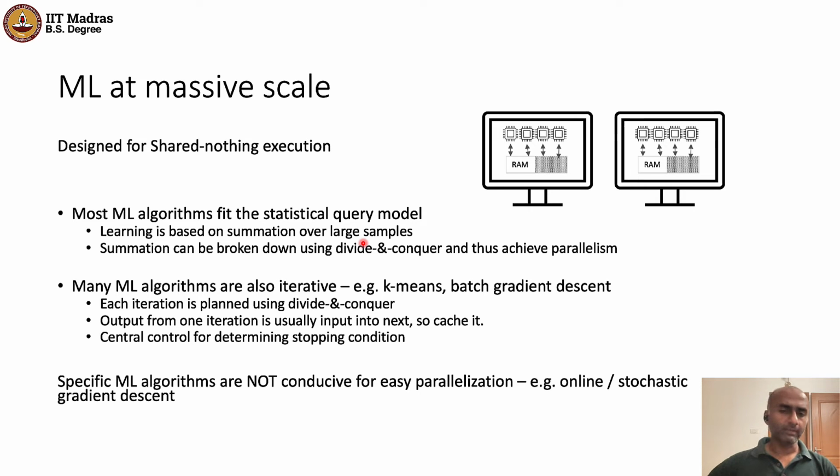But because of this paper, because of the popularity of MapReduce at that time, there were dedicated ML libraries produced which took into account this particular way of breaking down the ML algorithm using summations or iterations of summations. So, which algorithms are not conducive for this kind of parallelization? That's also important to understand.